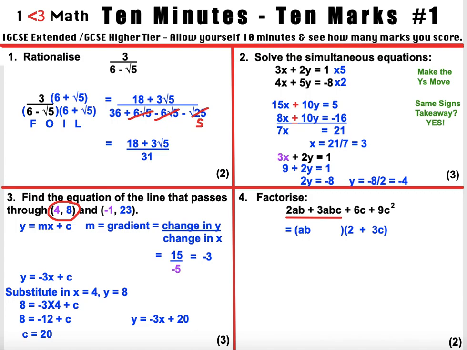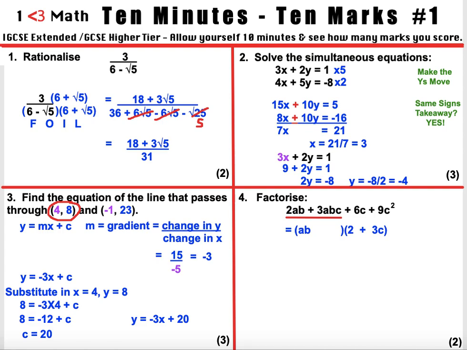We're taking the AB out and we're positioning it in the first place of the first bracket. If we're factorising, it's going to be AB in the first bracket, 2 in the second bracket, because AB times 2 would be 2AB, and plus 3C, because AB times 3C would be 3ABC. So now we need to think about what goes in the second position in the first bracket.